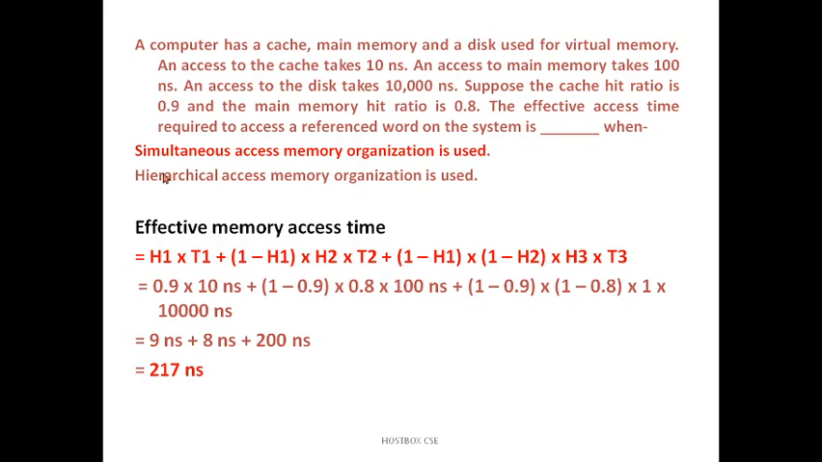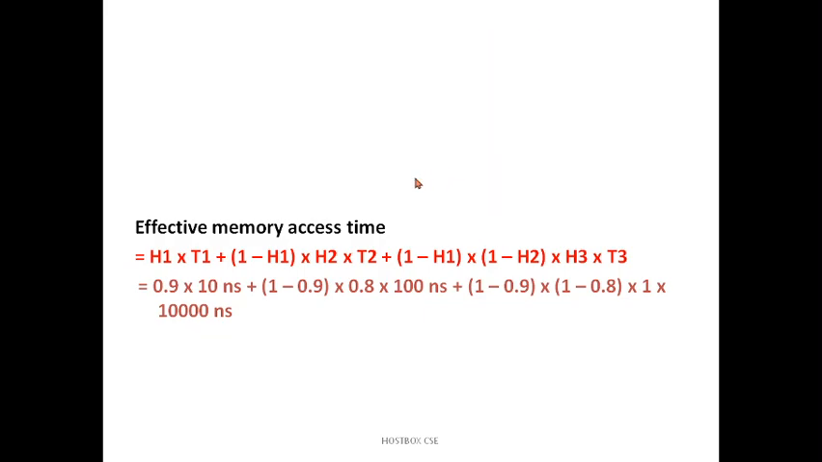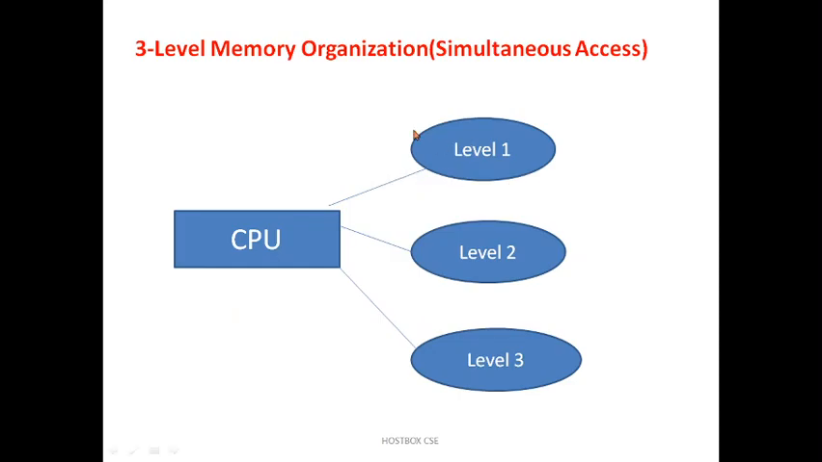That is when the simultaneous access organization is used, and also when the hierarchical access organization is used. I think you can get the clarity. We already explained these levels in the previous video. What is the use of T1? T1 means the time taken to access data from level 1, T2 is the time taken to access data from level 2, and T3 is the time taken to access data from level 3. You can easily understand.